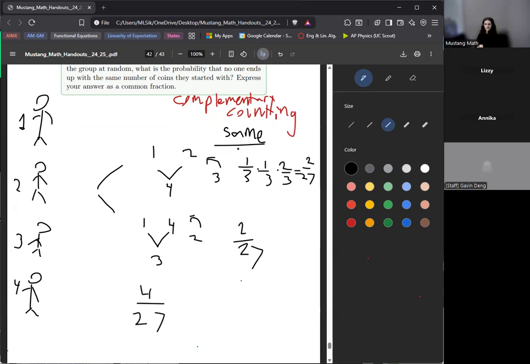Now remember, this is the probability that somebody ends up with the same number of coins that they started with. But that's what we don't want. We actually want 1 minus this amount, and that's going to give the probability that no one ends up with their original number of coins. So 23 over 27.